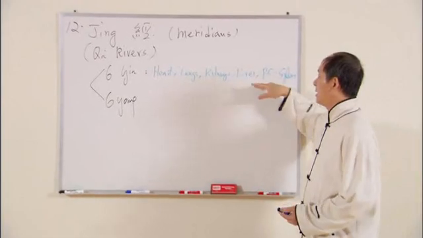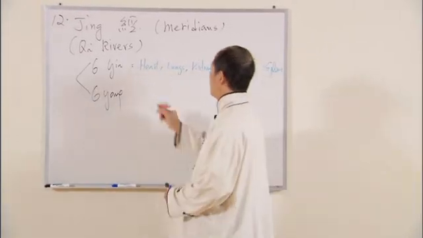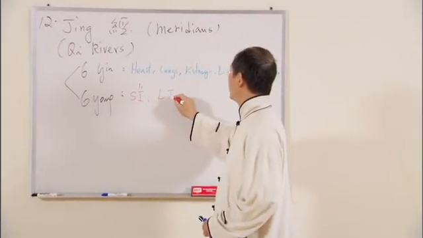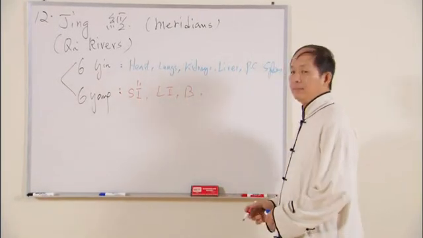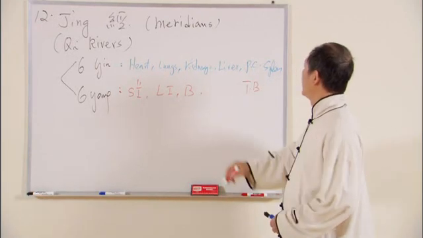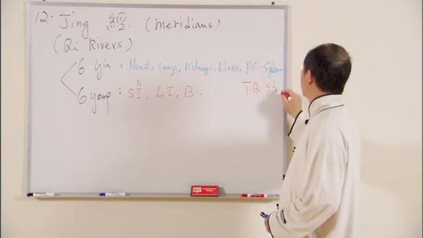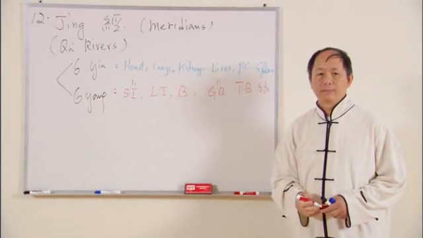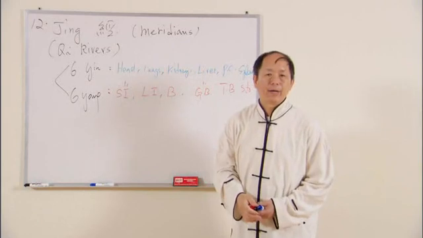Okay, these 6 yin organs correspond to 6 yang organs. The heart corresponds to the small intestine. The lung, large intestine. The kidney, bladder. Pericardium, triple burner. Liver, stomach. No, this is stomach. And this is the gallbladder. So remember, yang and yin correspond to each other and harmonize each other.